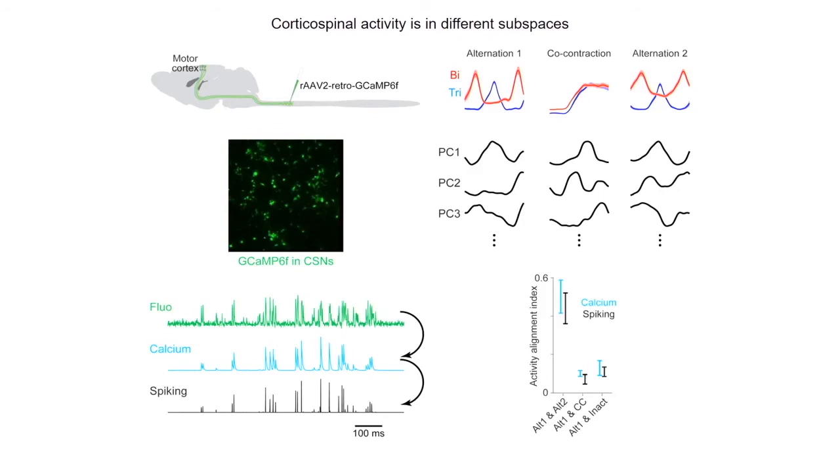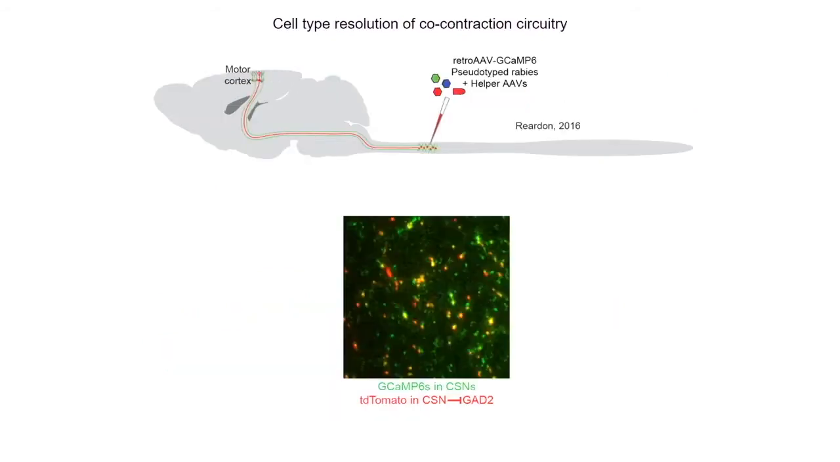And we're currently analyzing similar data to test this prediction that motor cortical output specifically activates presynaptic inhibition during co-contraction. And here we're using our transsynaptic rabies approach to measure activity specifically in the subpopulation of corticospinal neurons that synapse directly onto the presynaptic inhibitory interneurons.